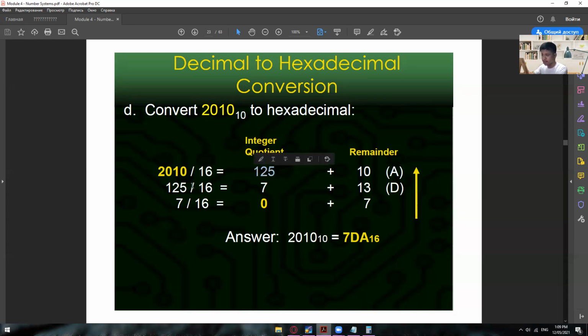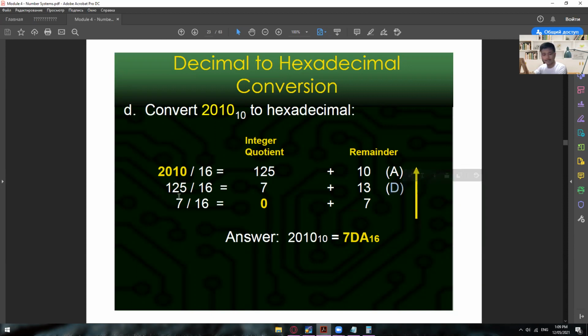So just copy this one and then divide it by 16. Okay, 125 divided by 16. So I've got here 7.8125, so 7 for the integer quotient, and then 0.8125 times 16 will be your remainder. So 13 has an equivalent of letter D in hexadecimal. So just put your D.